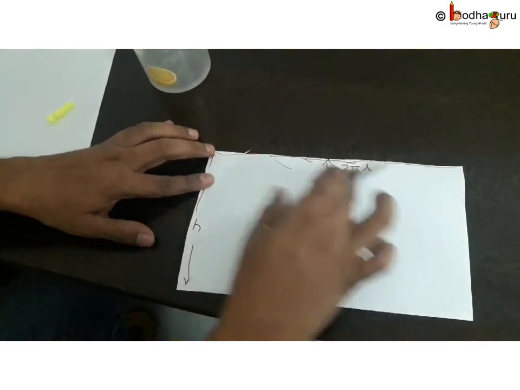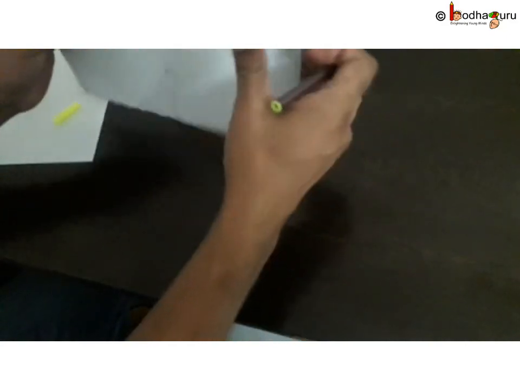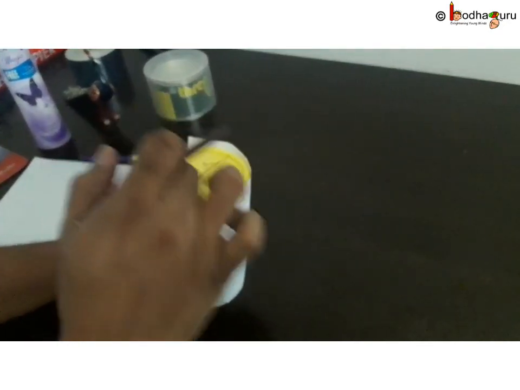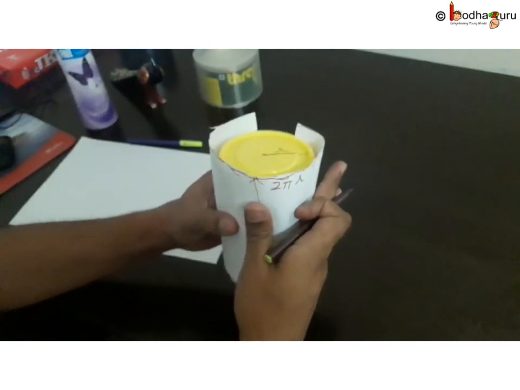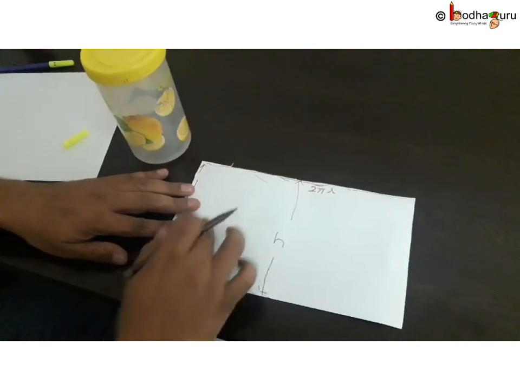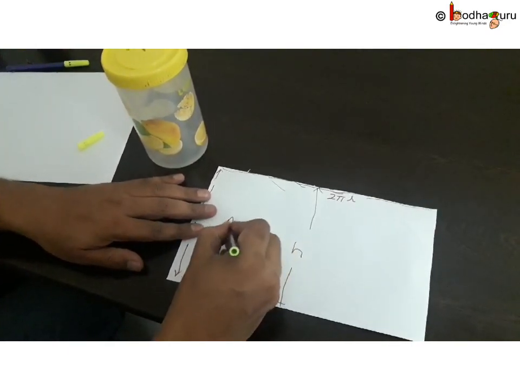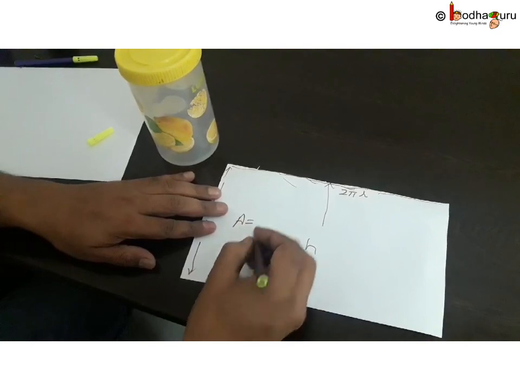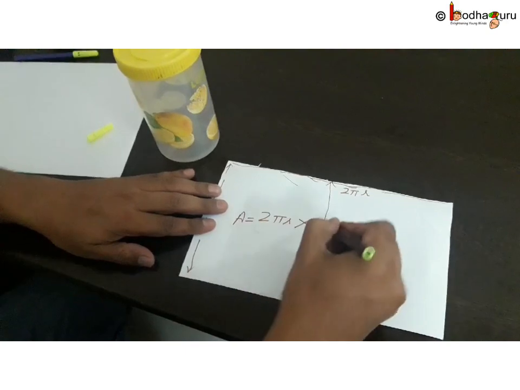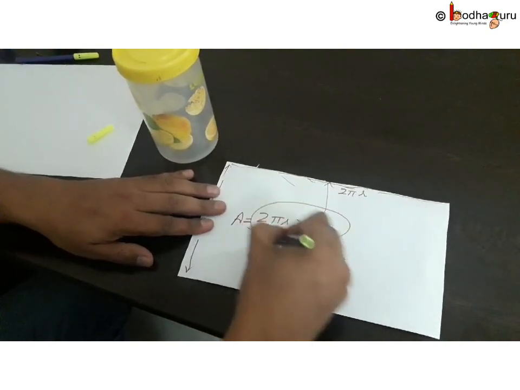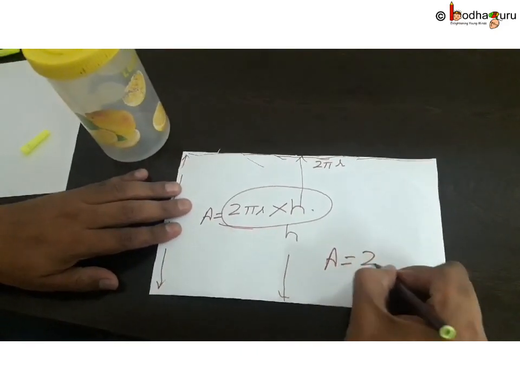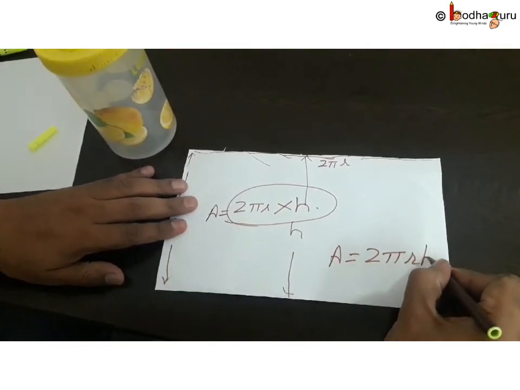So this portion is having 2 pi r because it was wrapped around the cylinder. So 2 pi r, the circumference of the circle, is the length of this rectangle, and height becomes the breadth of the rectangle. So this area will be the area of the circular part of the cylinder, which is nothing but length into breadth. Length is 2 pi r and breadth is how much? Height. So the circular part area is 2 into pi into r into h.